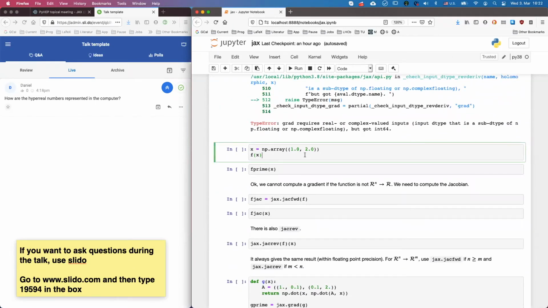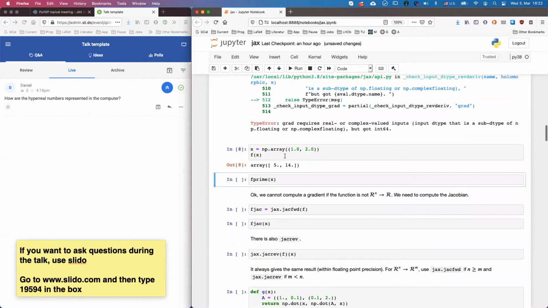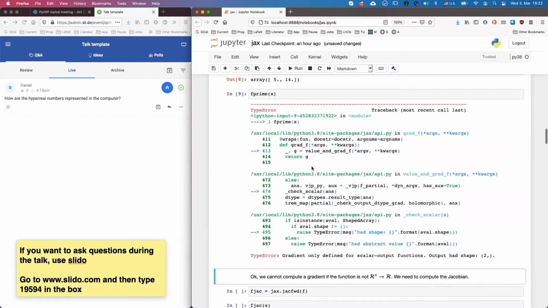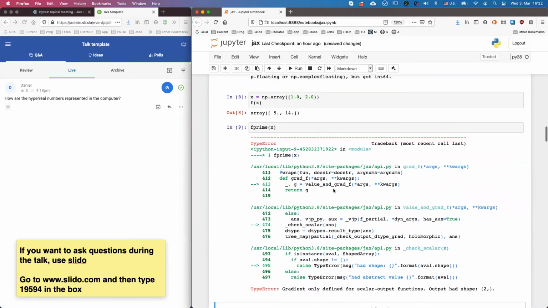Okay, so because your f is written in this general way, I can also put in an x that is an array now, and it will work anyway. It will calculate things element-wise. And if I try the same with the gradient, I get an error. Does someone have an idea why this is an error?